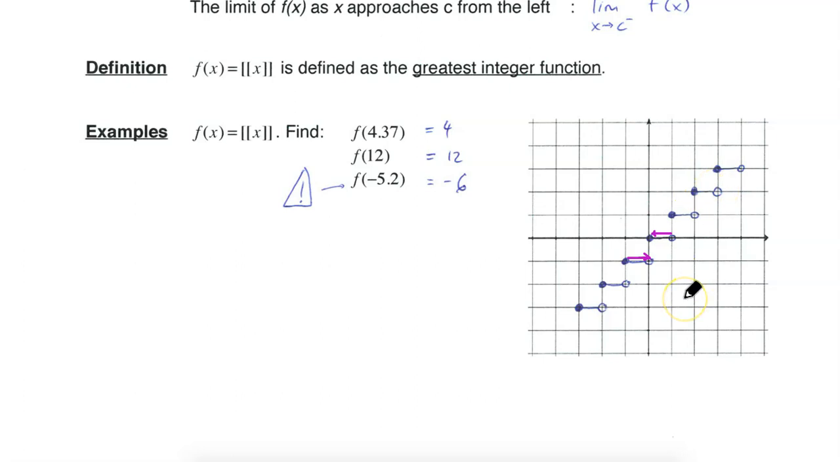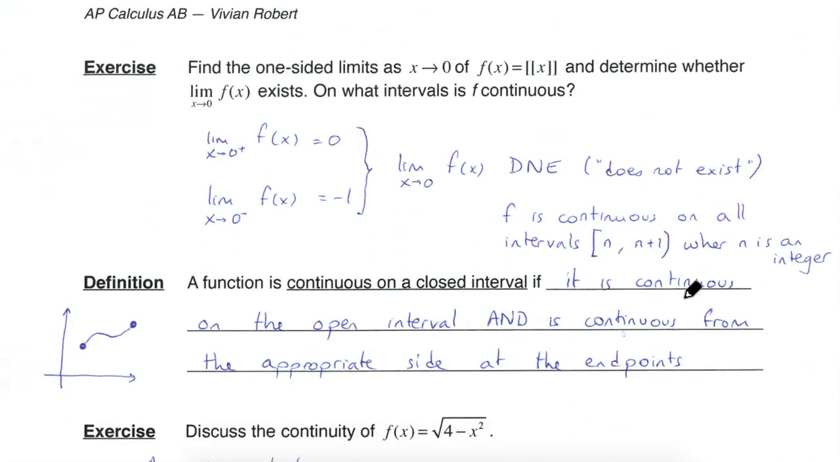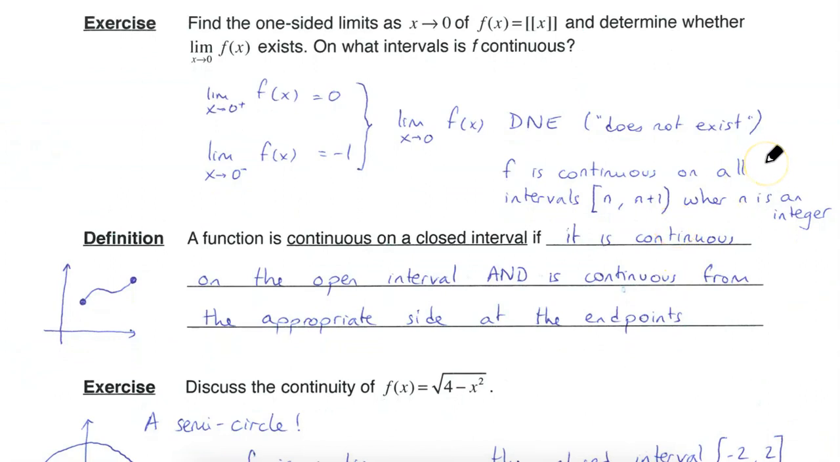So how can we express that? Here's one way of doing it. F is continuous on all intervals from n to n plus 1, where n is an integer. There's a little e missing here. So let's pick a random integer, for example, n equals negative 24. Then it says that f is continuous on the interval from negative 24 to negative 23. And that is true whatever n I pick.